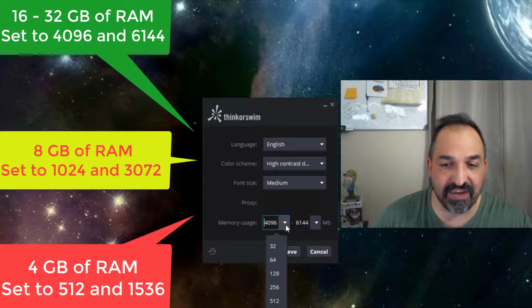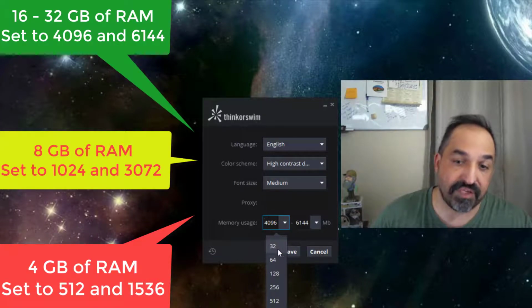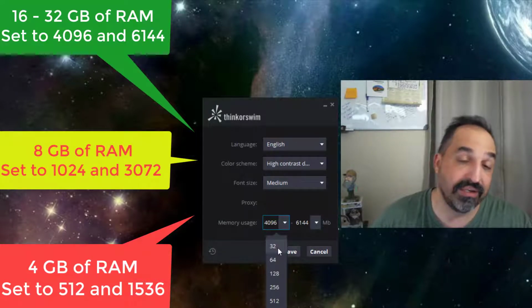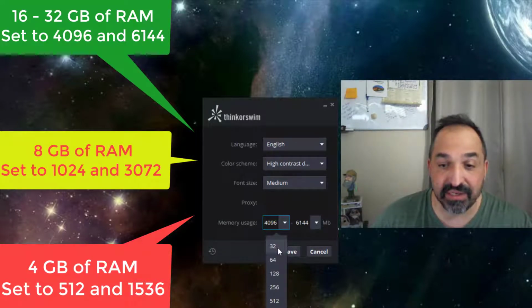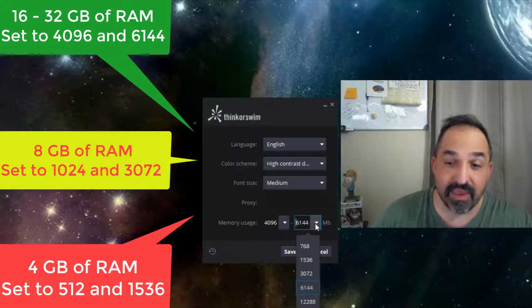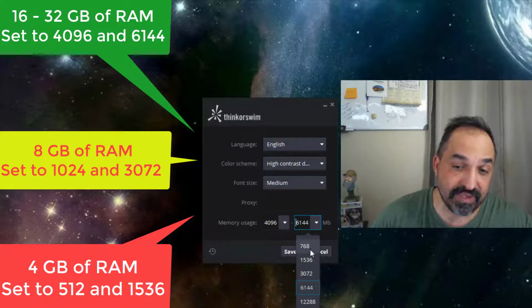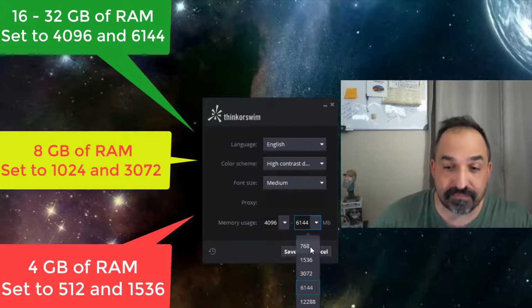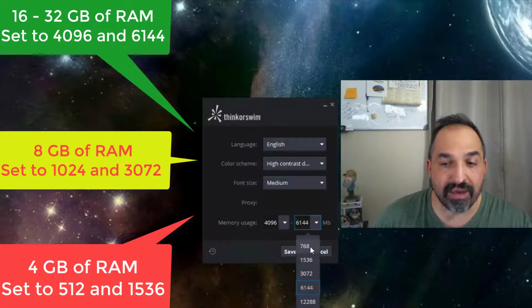As it comes default, the first number will be 32, and that means only 32 megabytes of memory is assigned as a minimum. And as a maximum, it usually sets this at 768. Now, that's not even a full meg, or I'm sorry, full gigabyte.